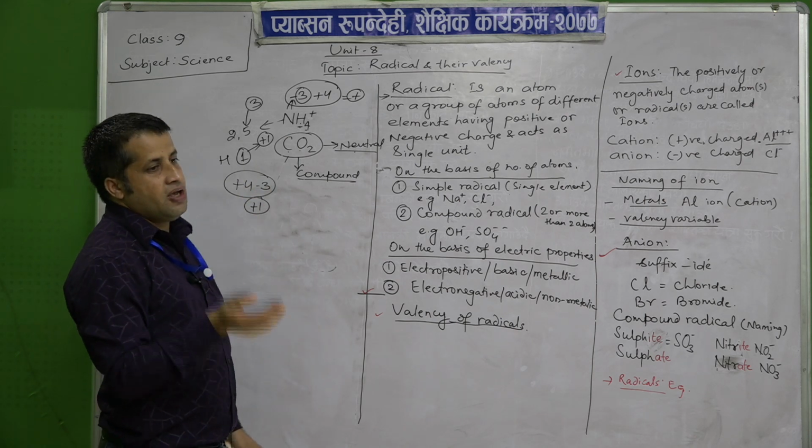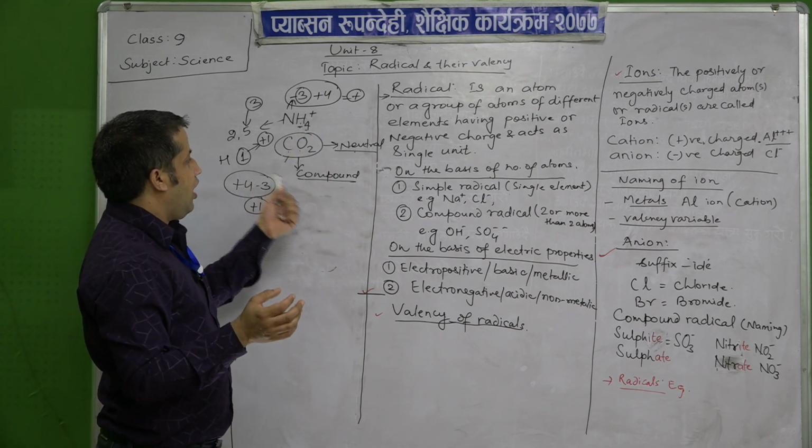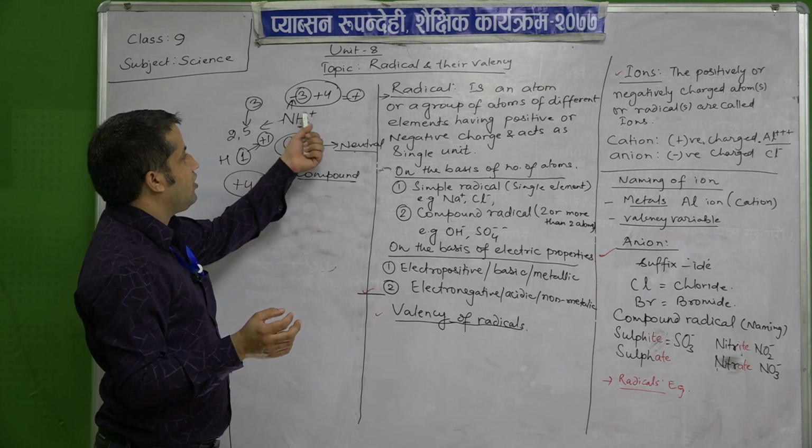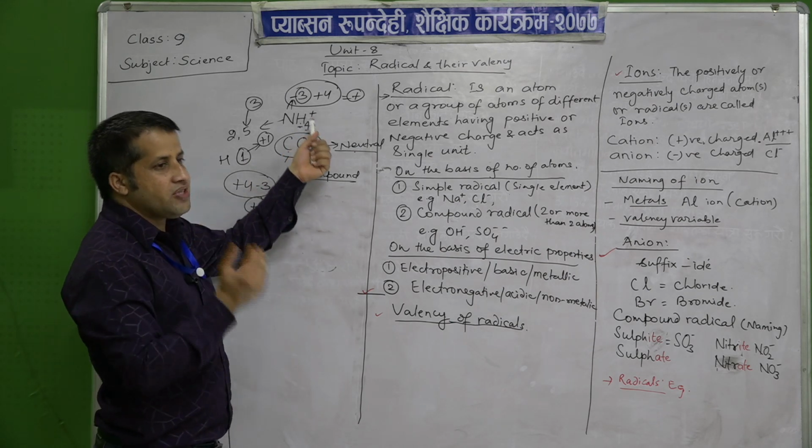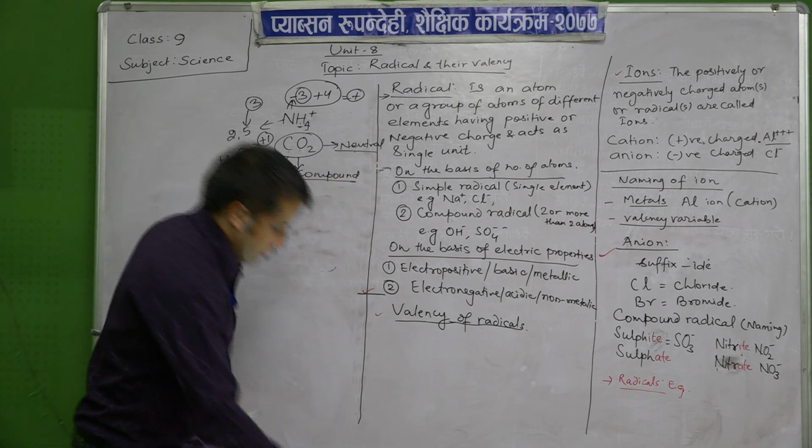So there is a difference between NH4 and CO2. CO2 is a compound, NH4 is a radical. Why is it called a radical? Because it carries a charge on it.